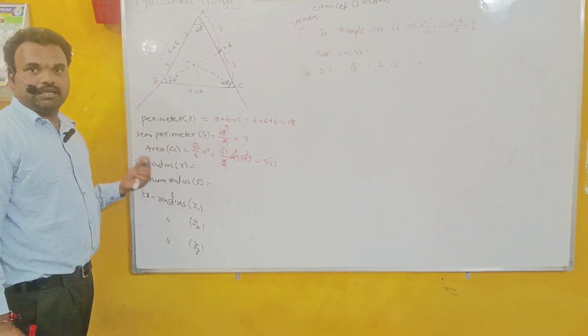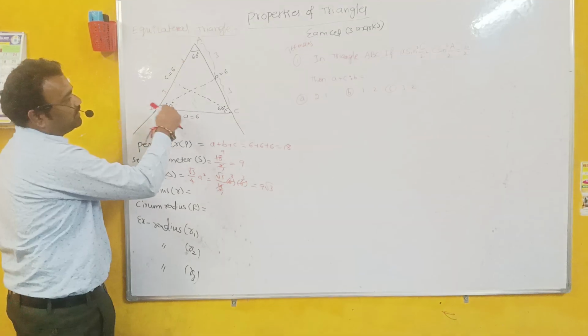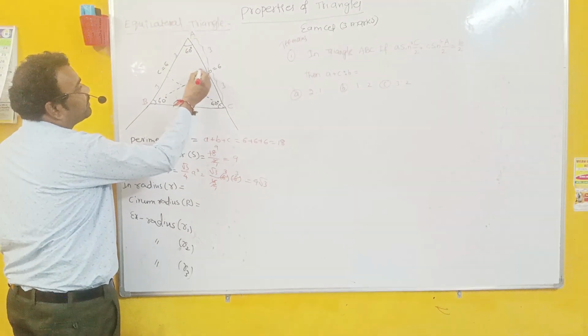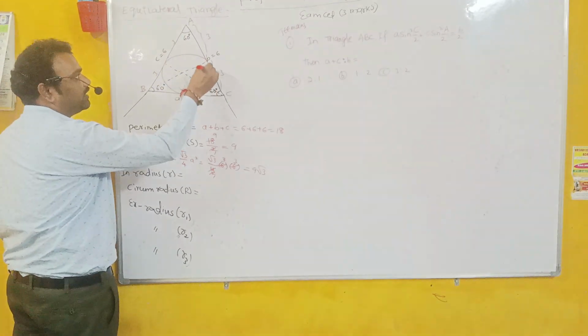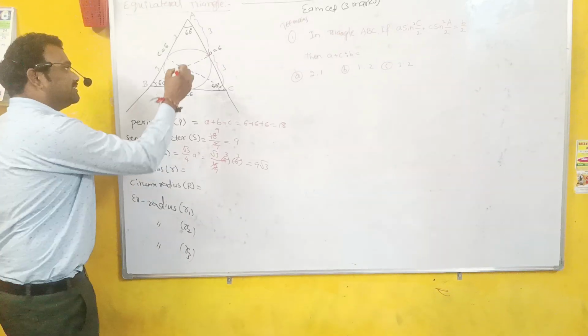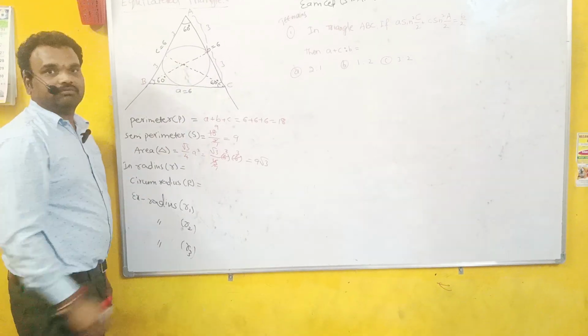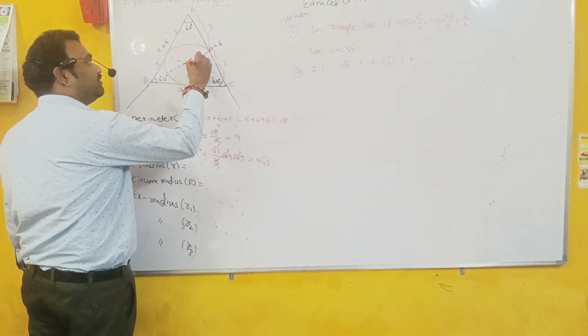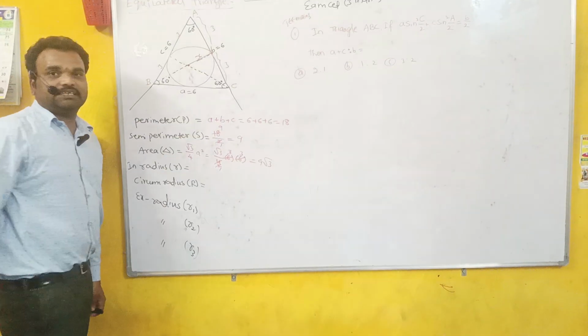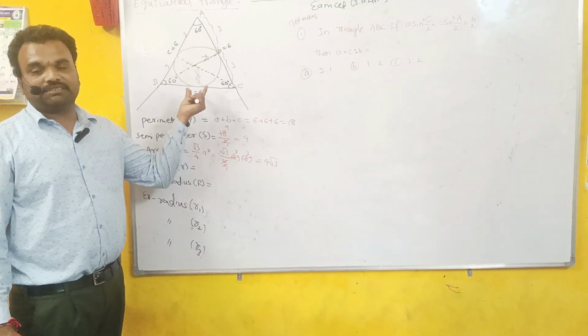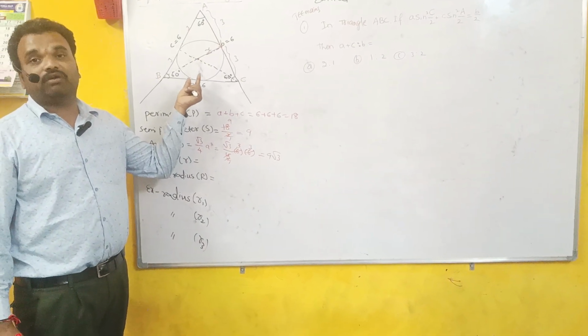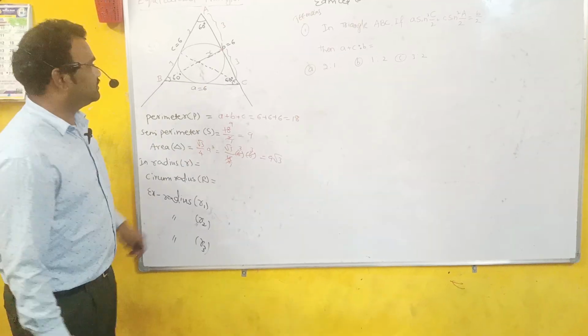Next, you need to find the inradius. Inradius means in the equilateral triangle, if I draw one circle, this is the circle. This is the center of the circle. From the center of the circle to here is x. X is the radius of the circle. That is known as the inradius of the circle.